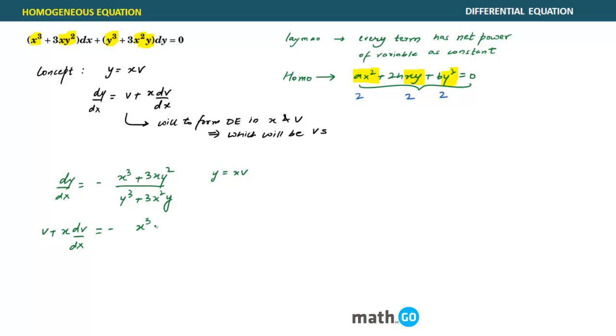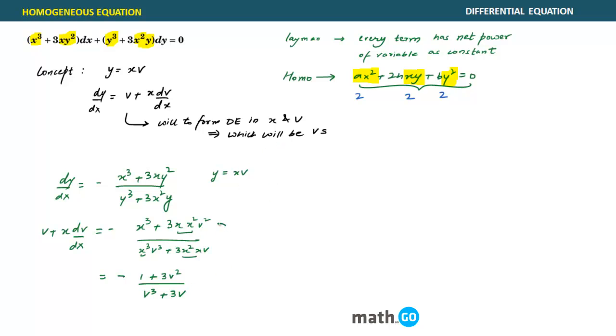Now let's start substituting. The main concept of substituting is that you need to remove this particular y from the equation. So this will be x square v square, right? And this will be x cube v cube plus 3x square xv. Now can you see that x will cancel out, because x cube here, x cube here, x cube here, and x cube here. So what you will get is 1 plus 3v square divided by v cube plus 3v.